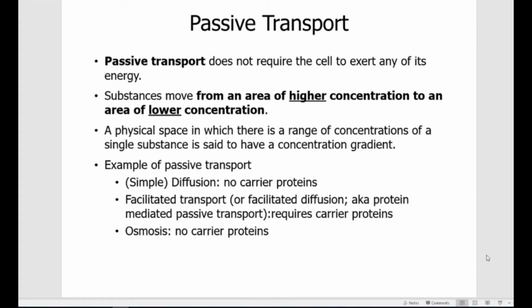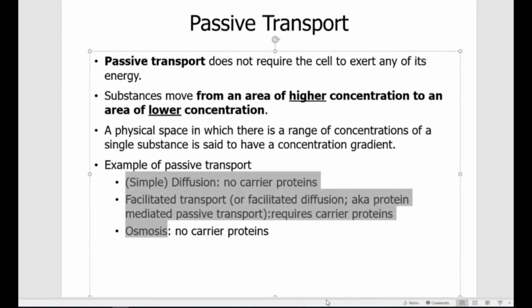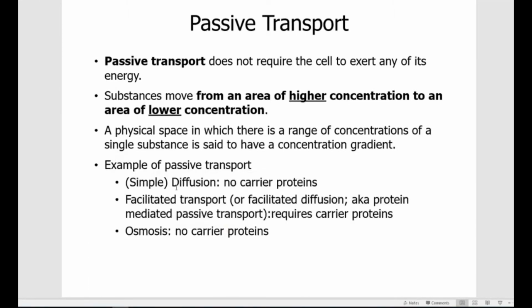Okay? Now, in passive transport, we have a few subcategories, different types. The first one is simple diffusion. So things can move freely from high to low concentration areas, and there are no carrier proteins, no help at all. Okay? So the molecules are on their own.